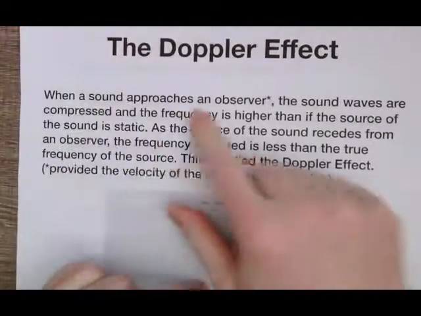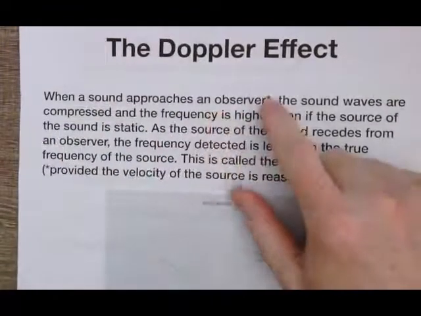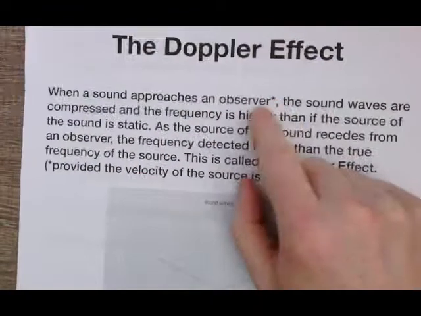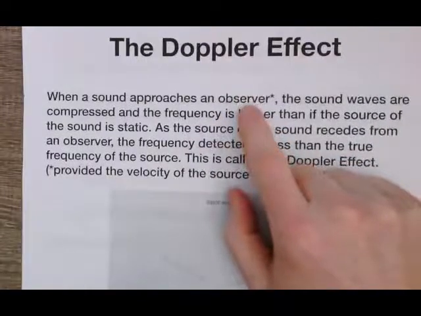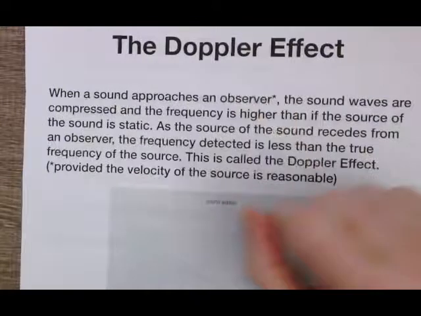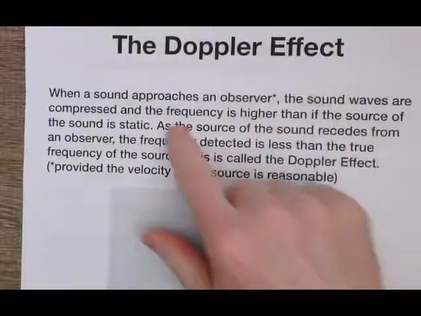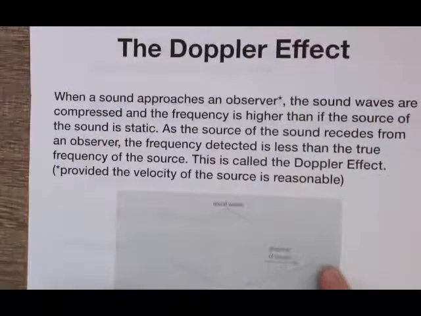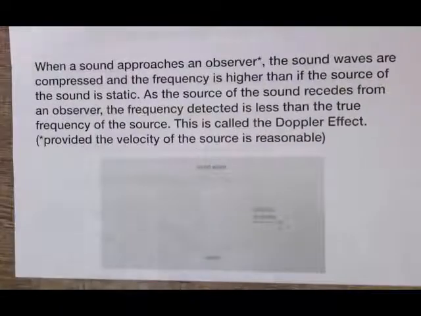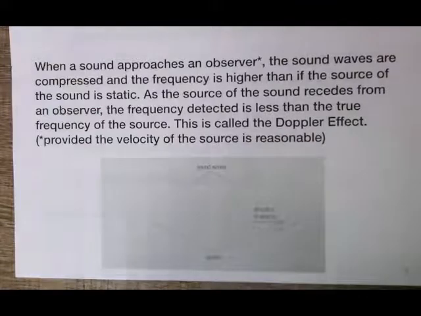Okay. When a sound approaches an observer, and we're assuming the observer is not moving, that's why it's asterisked. You're going to get the formula on the next page. When a sound approaches an observer, the sound waves are compressed. What page is that in the textbook? Obviously page 433.